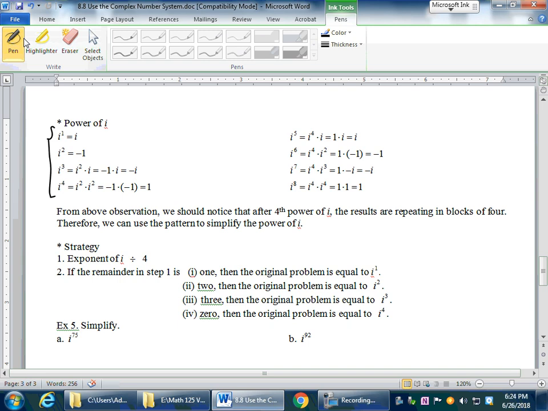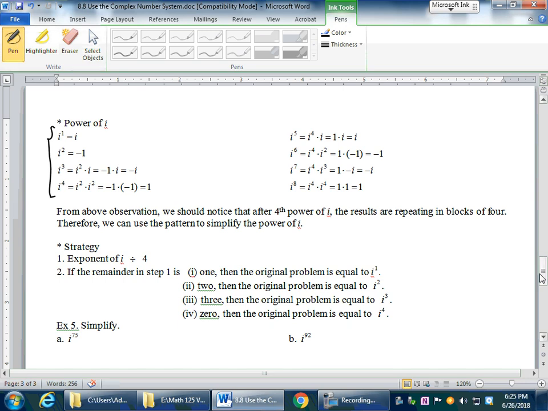and if your remainder is 1, then the simplified value will be equal to i to the first power. If your remainder is 2, the simplified value will be equal to i squared. If the remainder is 3, it will be equal to the value of i to the third power. And if the remainder is 0, it will be equal to the value of i to the fourth.